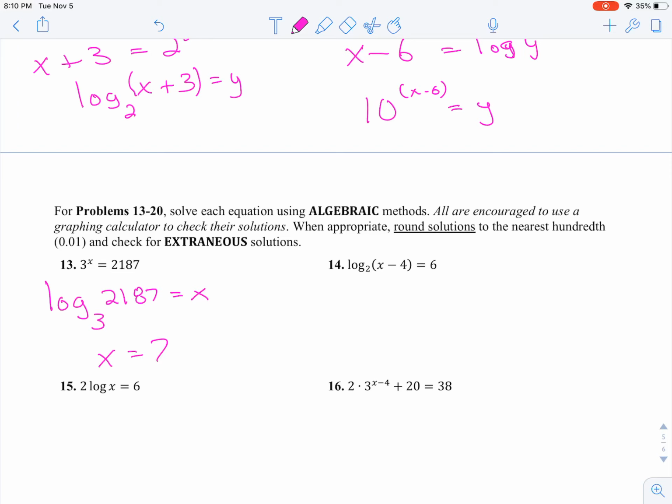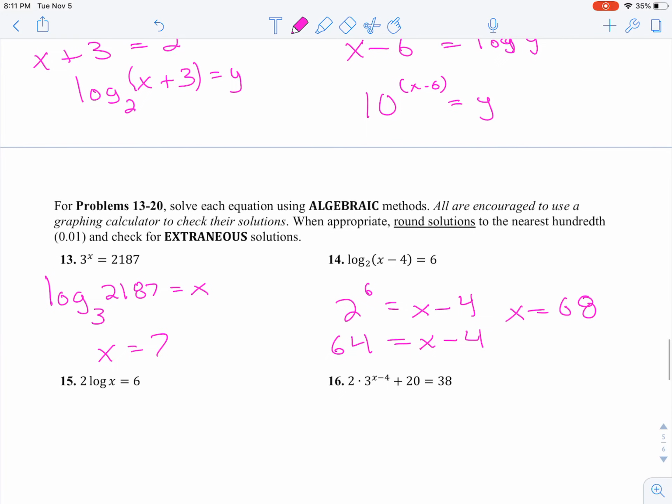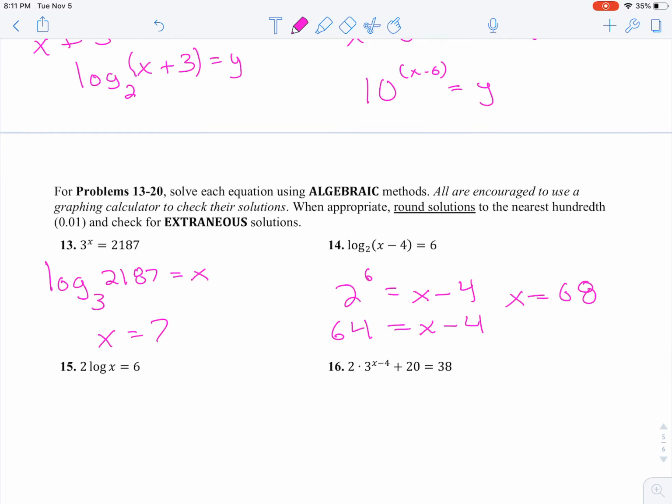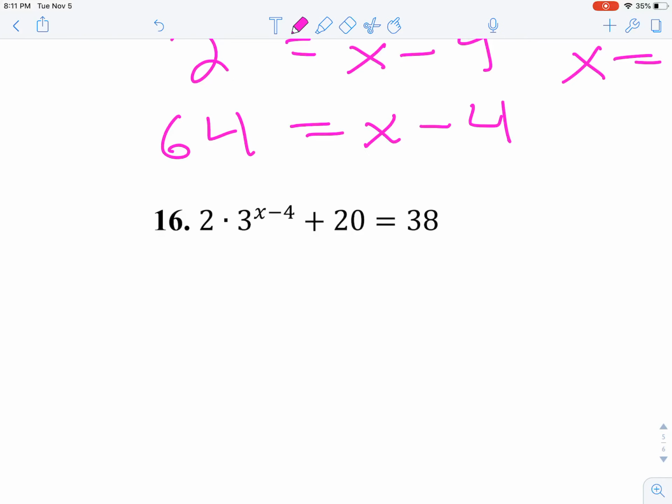This one would be 2 to the 6th is equal to x minus 4, and I know 2 to the 6th power is 64, and then I add and I get 68. That one's easy too. Let's do one that's more challenging. I like it. Number 16. This is kind of like what we did at the start of the test. We're going to start by solving it using basic algebra. Minus 20.